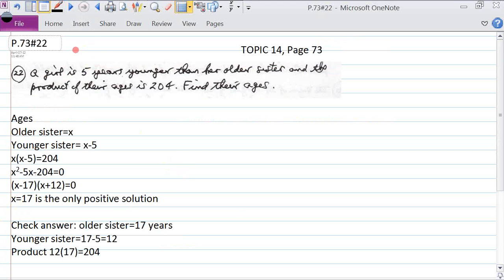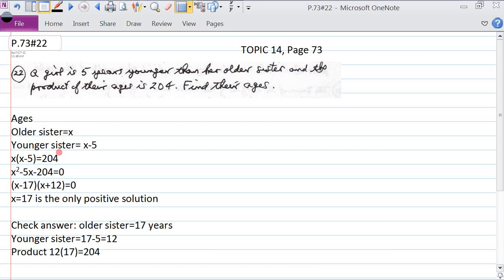In number 22, we're told a girl is 5 years younger than her older sister, and the product of their ages is 204. Find their ages. So let's let the older sister equal x.